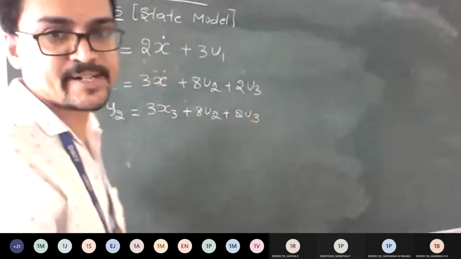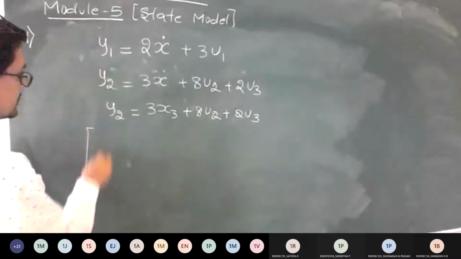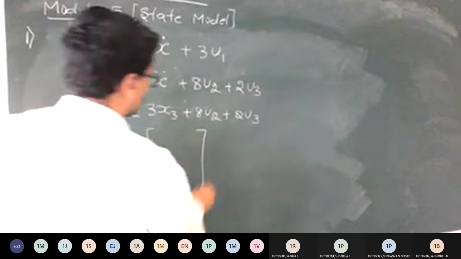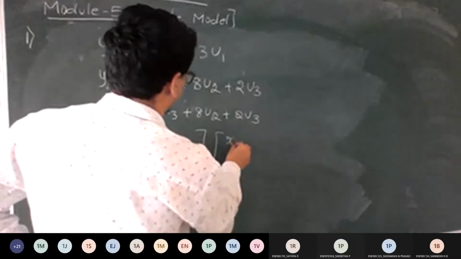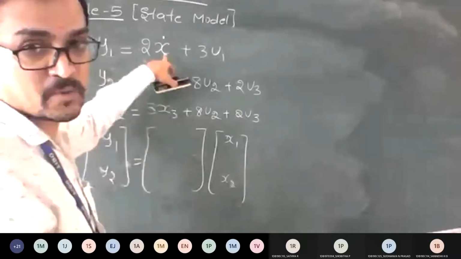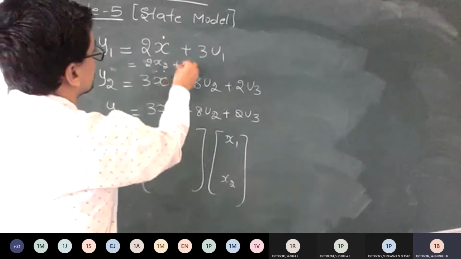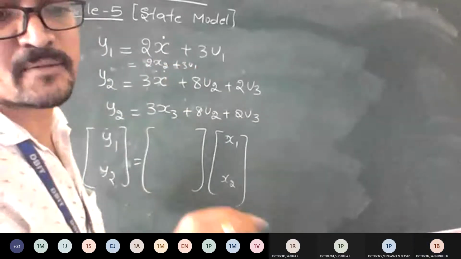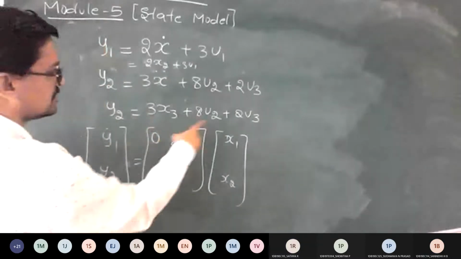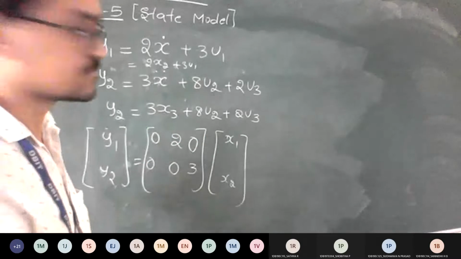So only two outputs are given in the question, right? Yes, sir. So it means you have to get a 2 cross 2 matrix now. So y1, y2 dot equals, tell me the coefficients for x1 and x2. From equation number 1, what is x dot? It is 2x2 plus 3u1. The coefficients are 0, 2, 0. And here x1 is not there, x2 is not there, x3 is there. Is it correct? Yes, sir.